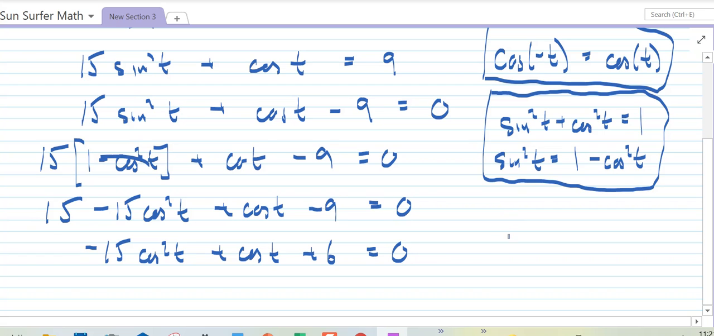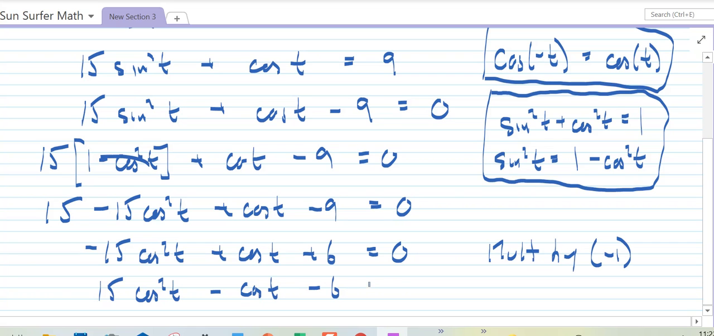Now the next algebra technique that I want to use is to multiply both sides by negative 1. What that's going to do is change all my signs. So I get a positive 15 cosine squared t minus cosine t minus 6 equals 0.